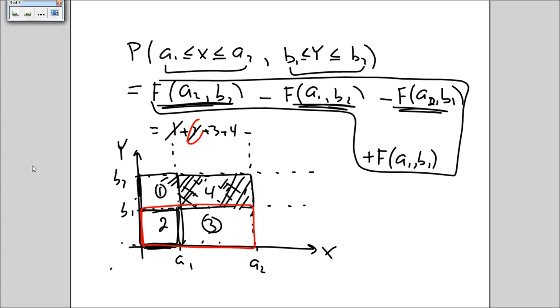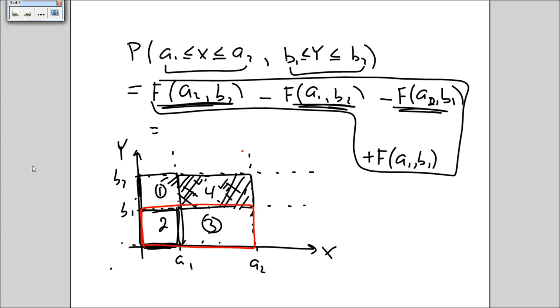Well, we can take away 2 again. I mean, we did. And we took away 3. But we didn't have 2 to take away. So I have to add 2 back. And all I'm left with is 4. Okay, we're just left with region 4, which is exactly what I wanted. Maybe I shouldn't have used the cross-out method.